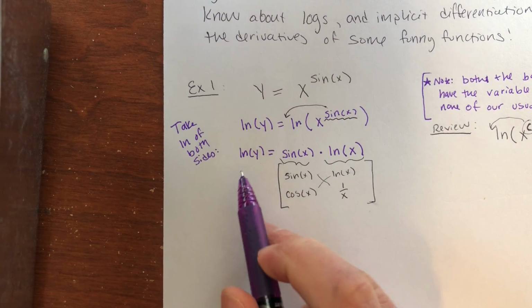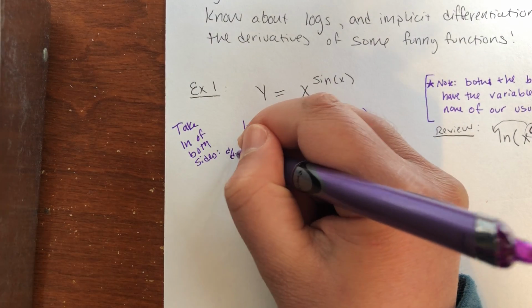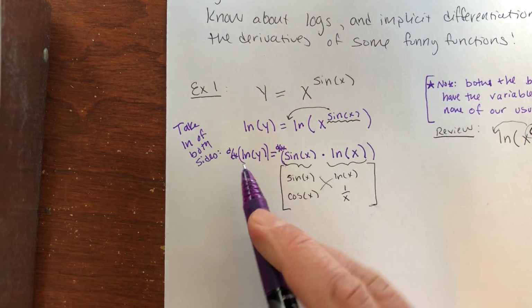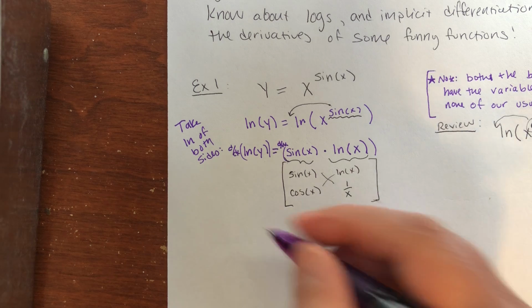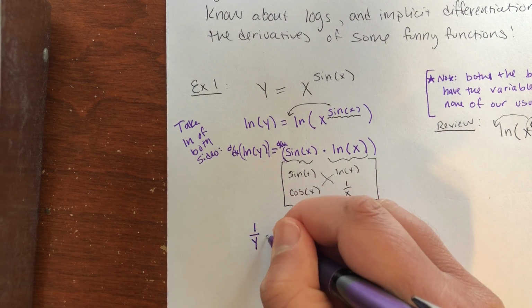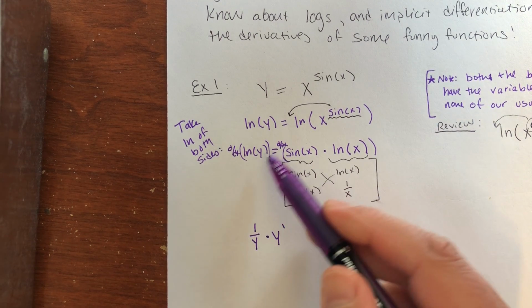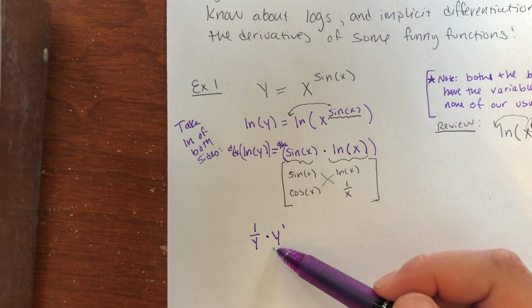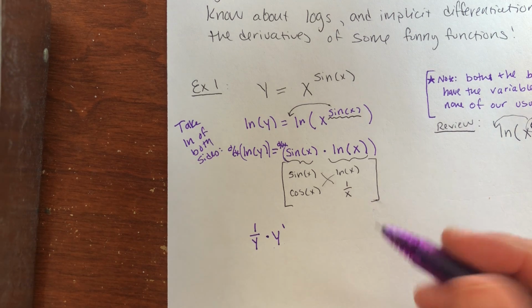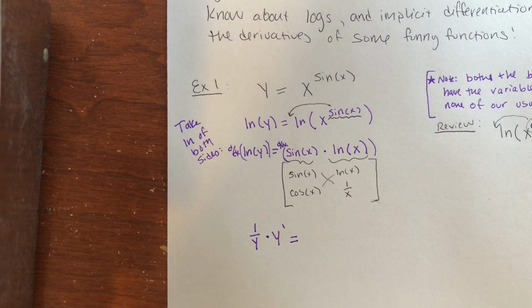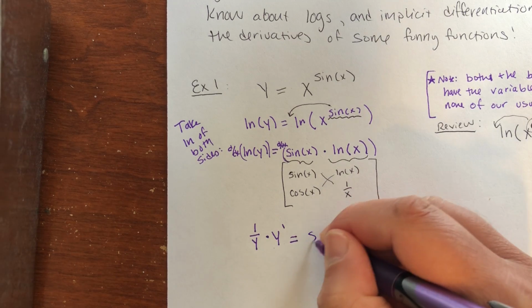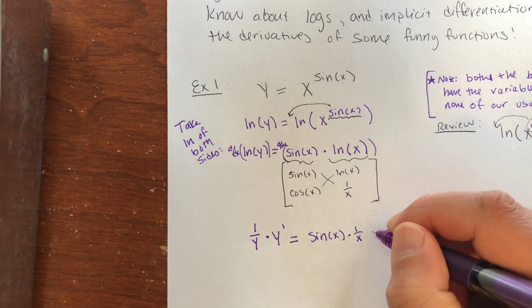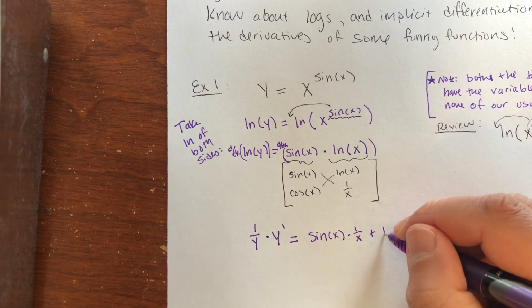All right, so we take the derivative with respect to x of both sides, and we get the derivative with respect to x of ln of y is going to be 1 over y times y prime. That's using implicit differentiation. The derivative of ln of y is 1 over y, and we have to multiply by y prime. And on the right-hand side, using the product rule, we have sine of x times 1 over x, plus ln of x times cosine of x.